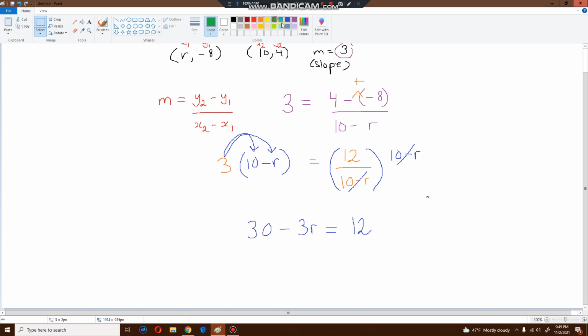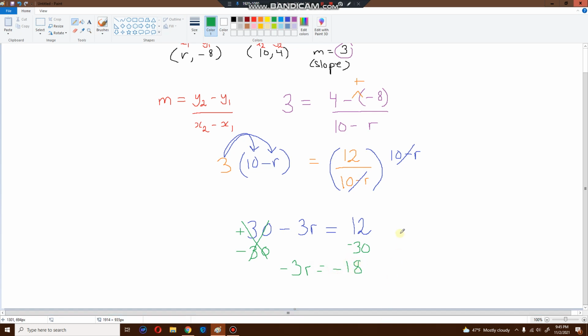So how do we do that? Well, let's see. I need r to be by itself, but right now positive 30 is blocking my way. So let me remove positive 30 by taking the inverse. So positive 30 becomes minus 30. And whatever I do on this side, I've got to do it on this side as well. You see that? Positive 30 minus 30 cancels out. That leaves me with minus 3r. And 12 minus 30 is minus 18.